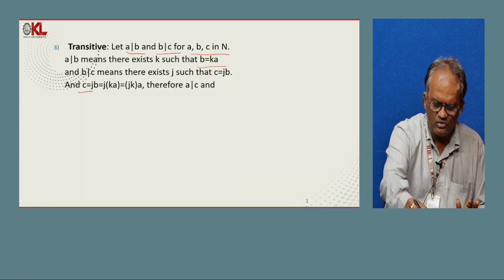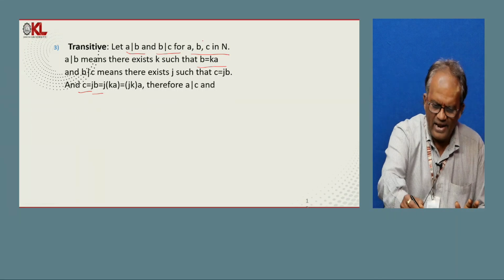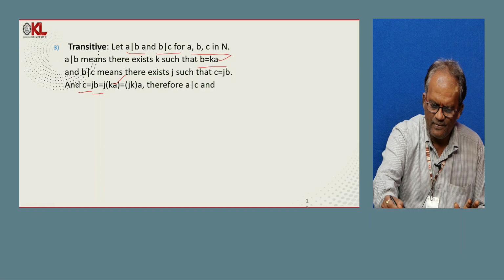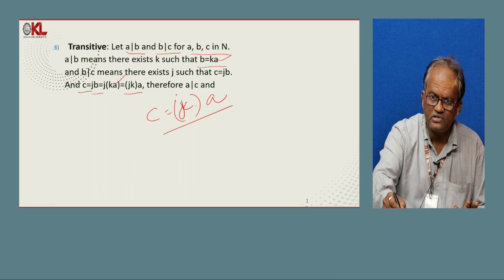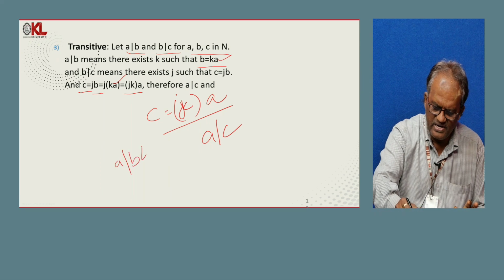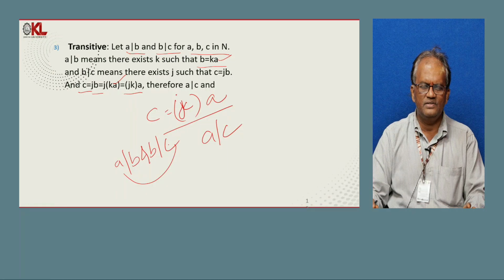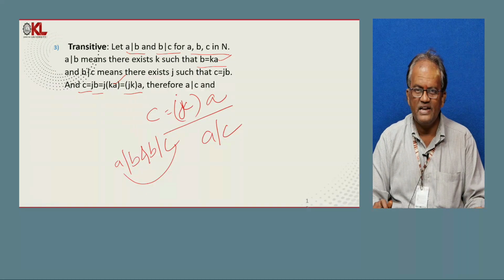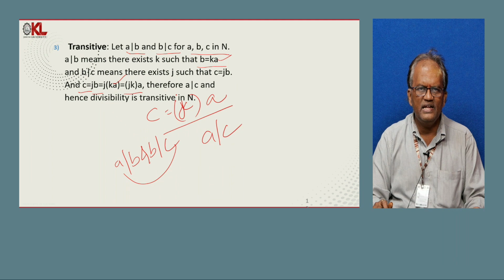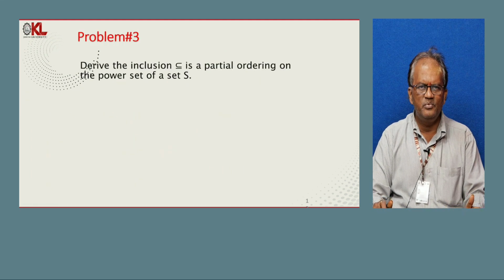Coming to C equals JB, instead of B we take KA, and C equals JKA, where JK is some integer, so this comes under A divides C. So what we have proved: A divides B and B divides C, then A divides C. So this rule is transitive under divisibility. Like that, divisibility is transitive, which means that the set of positive integers with divisibility is a poset.